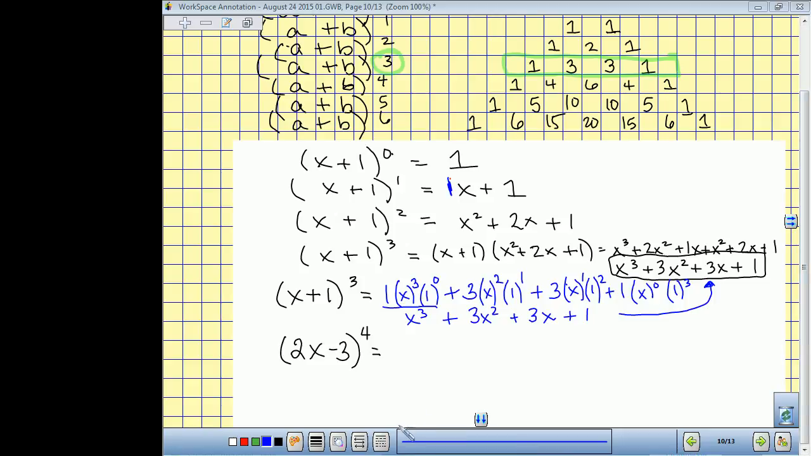So, we're going to do one more together before I ask you to do one. 2x minus 3 to the 4th. So this time, we are looking at this row. Looks scary. Okay? So that's where we're going to start. We're going to start with 1, 4, 6, 4, 1. Please write that down.